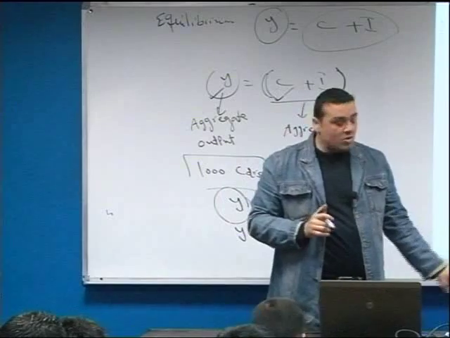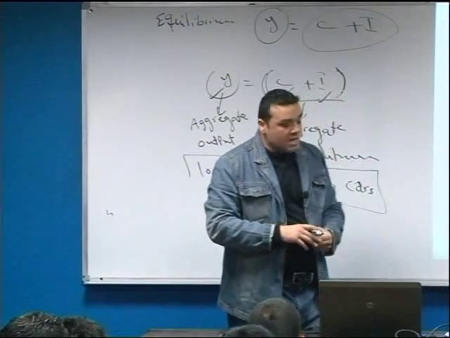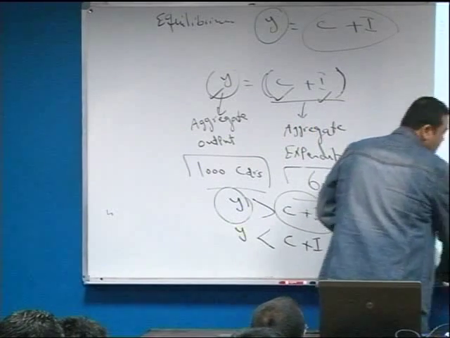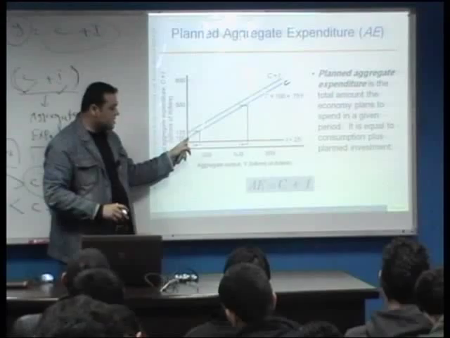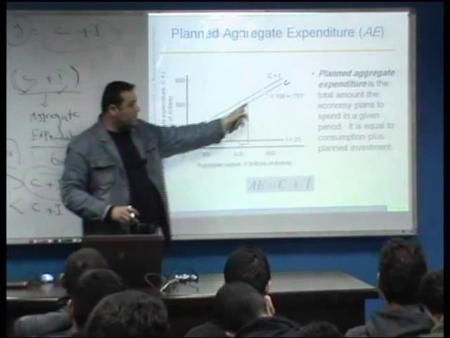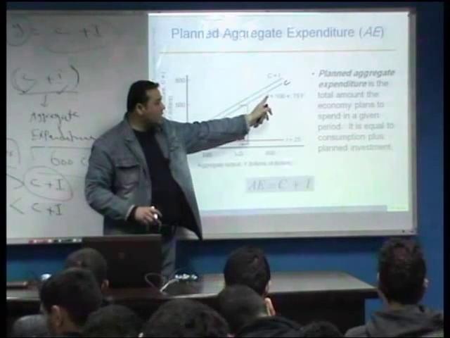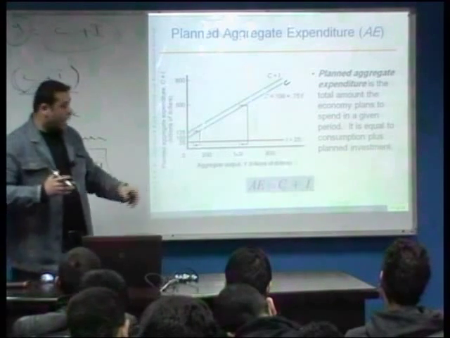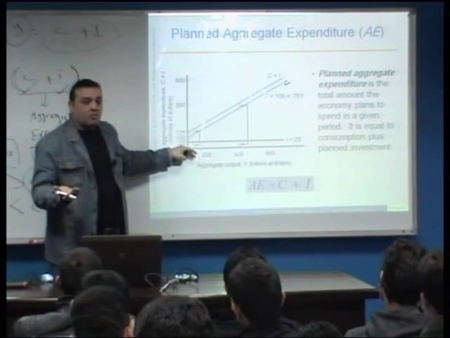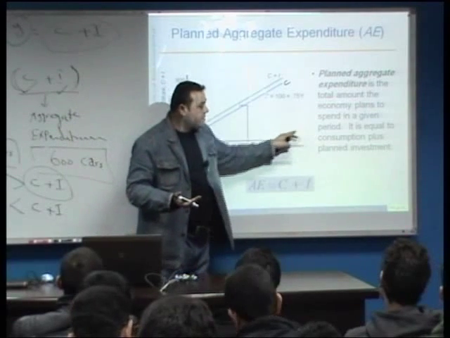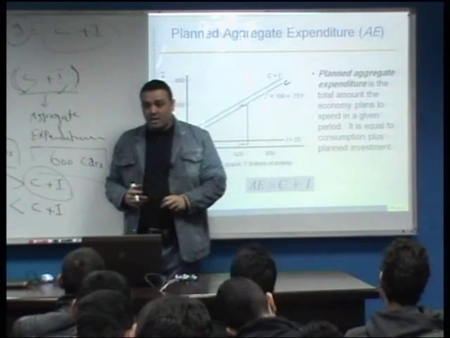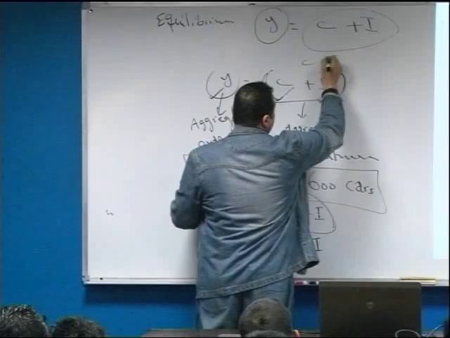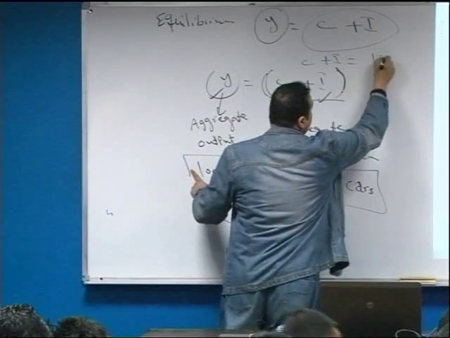Okay. So let's come back to this diagram or this graph. The blue line is the consumption function. C equals 100 plus 0.75Y, right? And our assumption is that we have a planned investment of $25 million. So C plus I equals how much? C plus I equals 125.